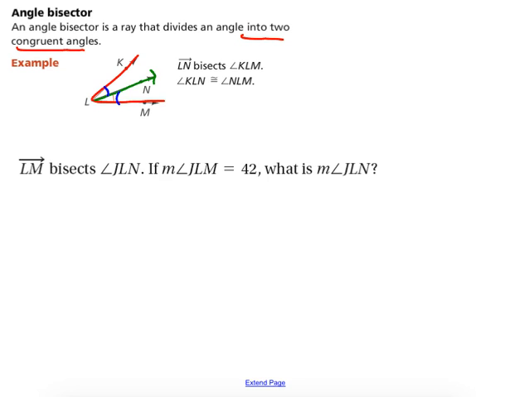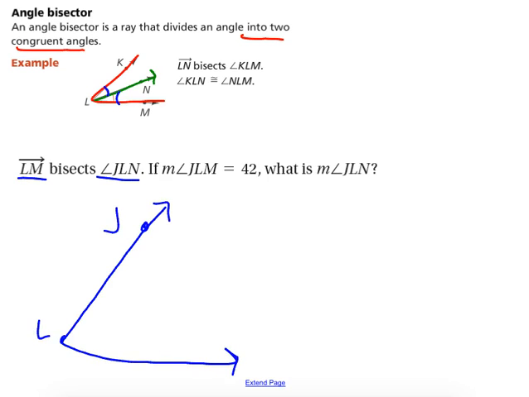So having us do an example, it says, ray LM bisects angle JLN. So let's just draw a picture because it's just easier to see these things if we draw them out. JLN. It's telling us that LM bisects it, so I have M out here someplace. So here we go. I know if it's being bisected, then these 2 little angles are congruent. Okay, now go back to the problem.